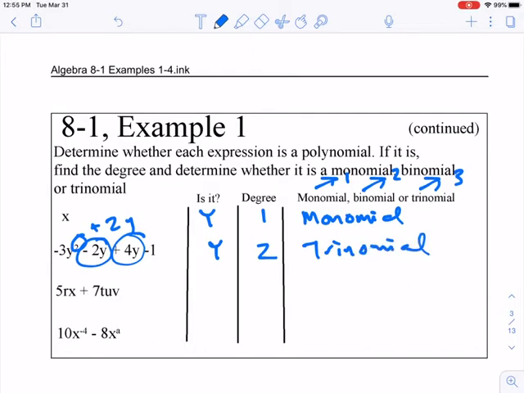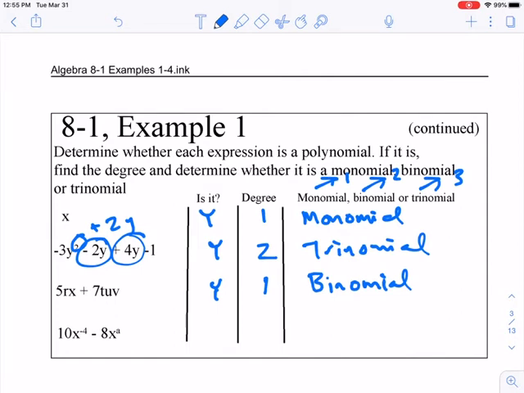All right, this one right here, even though the variables are different, they are just being multiplied. There are no negative exponents. So yes, this is a polynomial. And the highest degree of any of those variables is 1. So this would be a binomial because there are 2 monomial terms there.